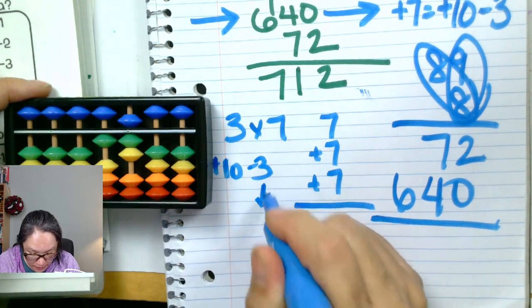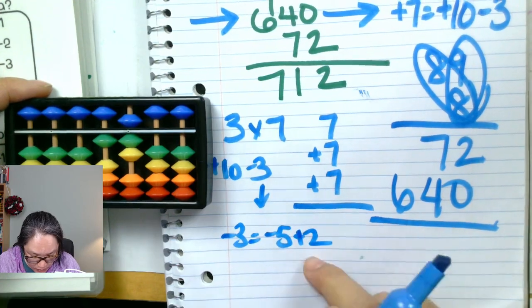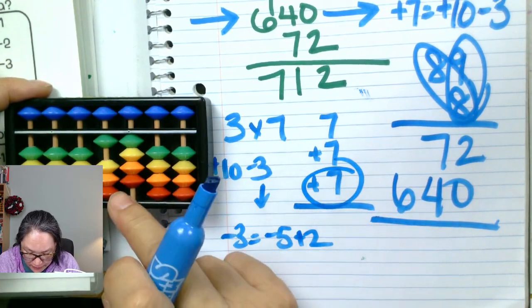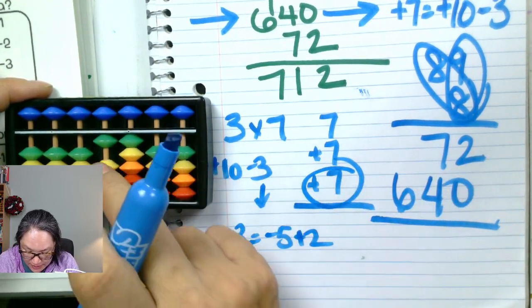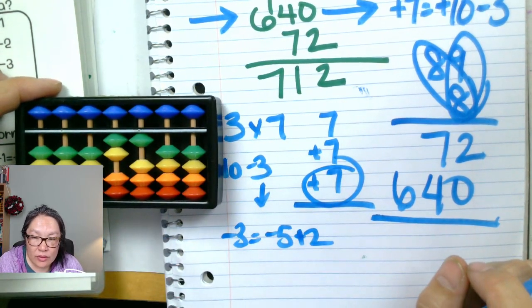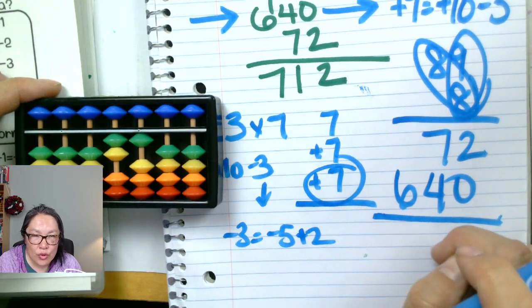Cannot minus the 3. Minus 3 is equal to minus the 5 plus the 2. So then we got to add another 7. How to add another 7? Plus the 10 minus the 3. That's what I would do. Right, Eve? So the difference is in Abacus we would have to do cumulative addition.